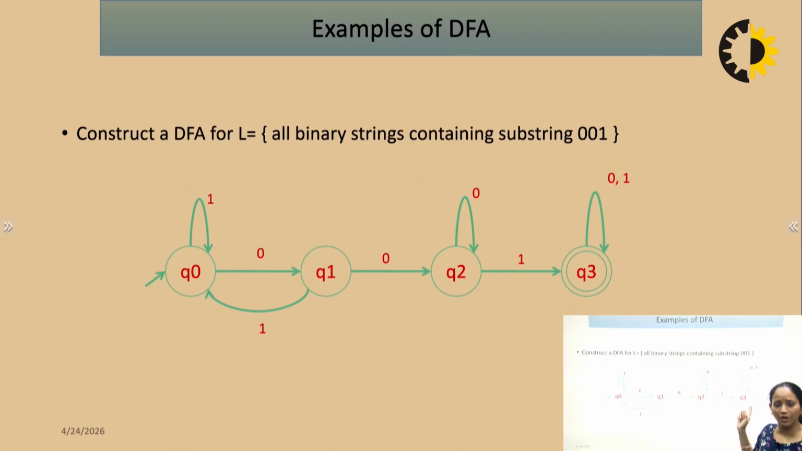What about Q3? We always start with the initial state Q0. The substring is now covered, so we can make the transition of Q3 for 0 and 1 a self loop, because the language is strings containing the substring 0, 0, 1. If we reach state Q3, then 0, 0, 1 as a substring has been covered. So we can make the self loop for 0 and 1 on Q3.